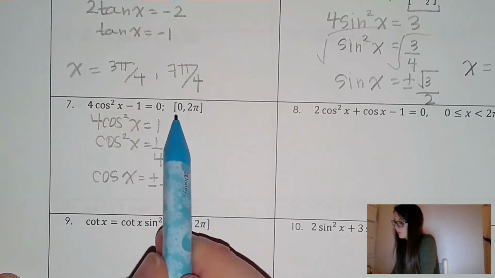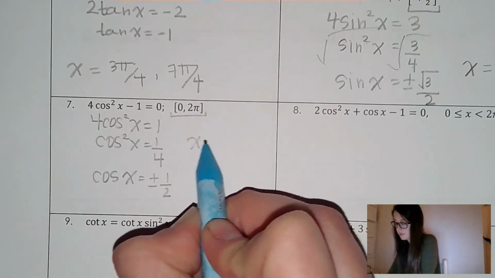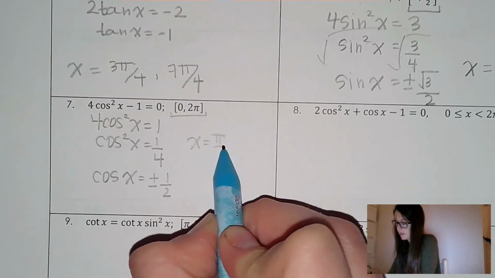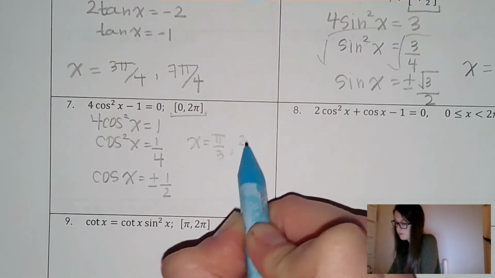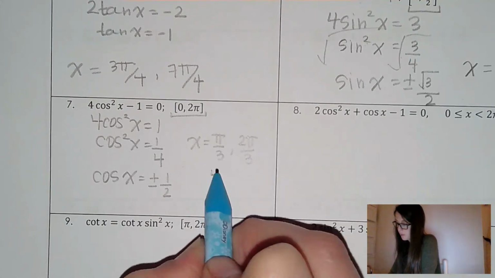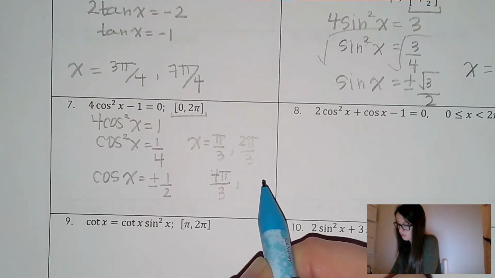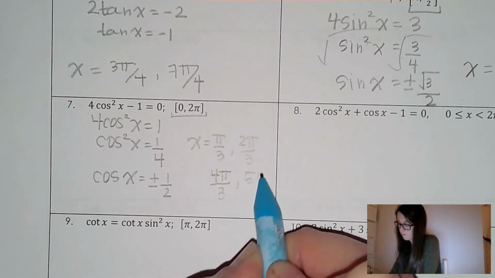So we are looking at the interval from 0 to 2 pi here. So where is cosine positive and negative 1/2? And so that's going to be all of your pi's over 3's. So it'll be pi over 3, 2 pi over 3. The next one would be 4 pi over 3, and then 5 pi over 3.